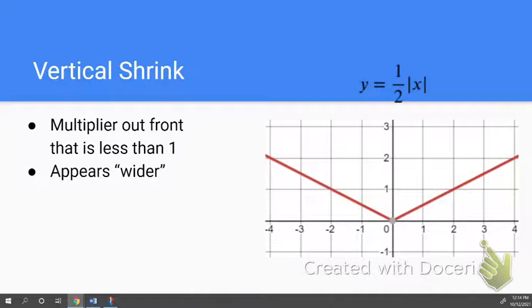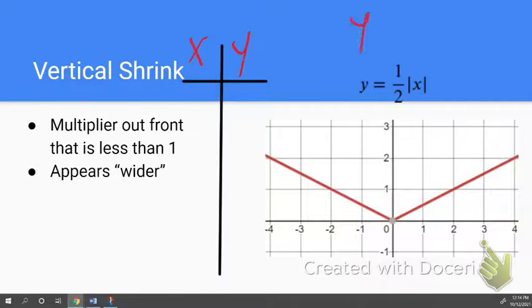Turn and talk with your team. What's happening? And then talk about what's happening to the value in the tables. Over 2. It's like opening up. Think of it as two legs.